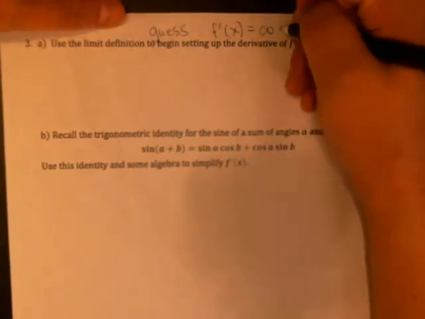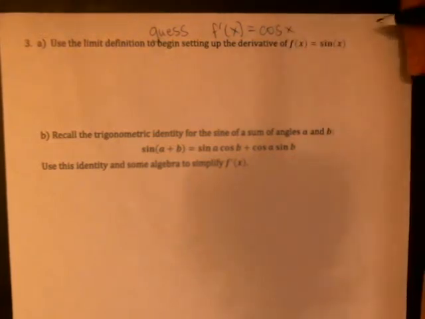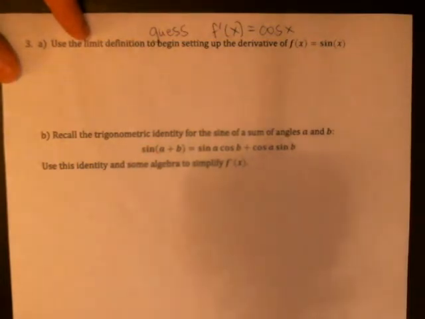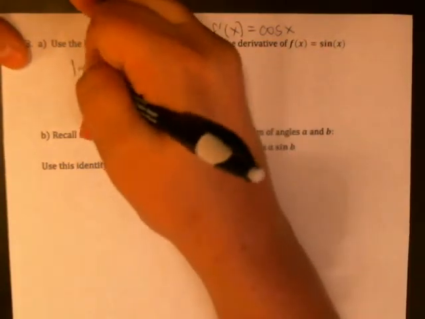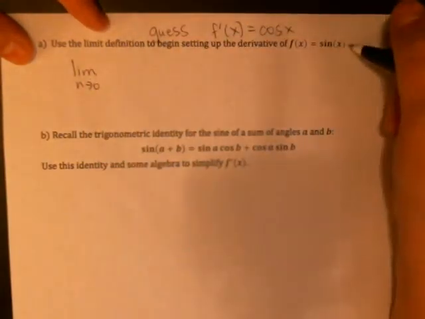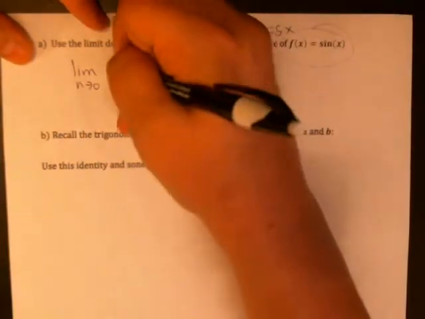We have a guess that the derivative of sine x is cosine x. And we want to see if the limit definition agrees with this. So I have it blocked out to walk us through this a little because it's kind of a funny one. So to get us started, we'll say the limit as h goes to 0. Okay, so this is our function. We first need to plug in x plus h.